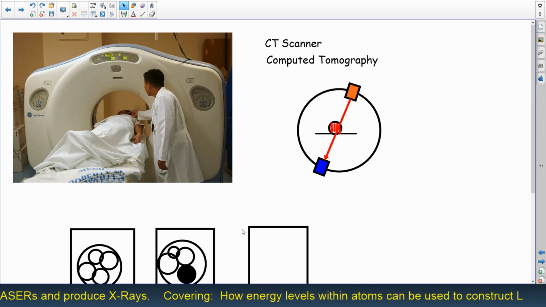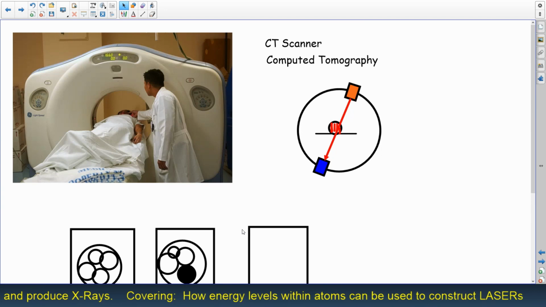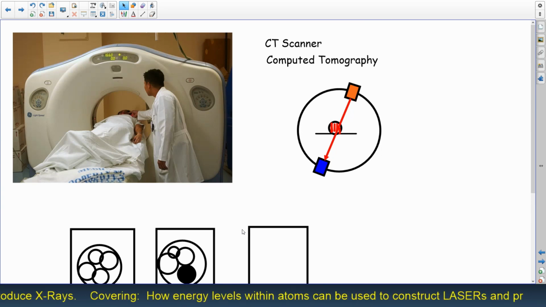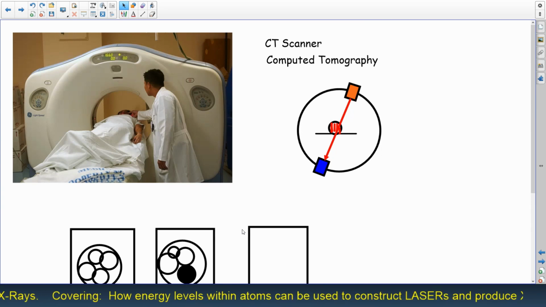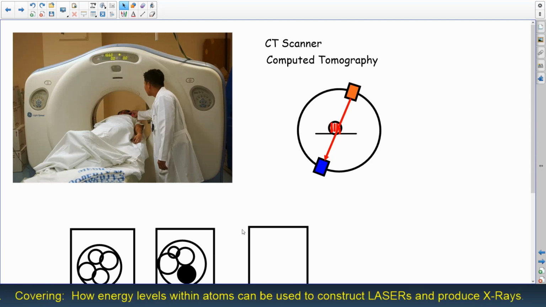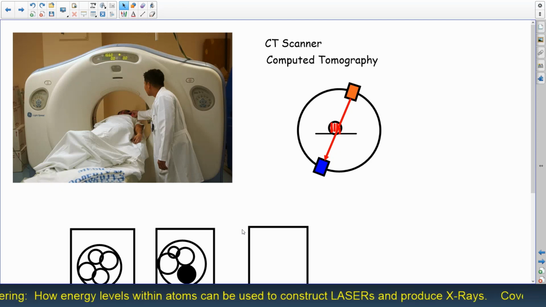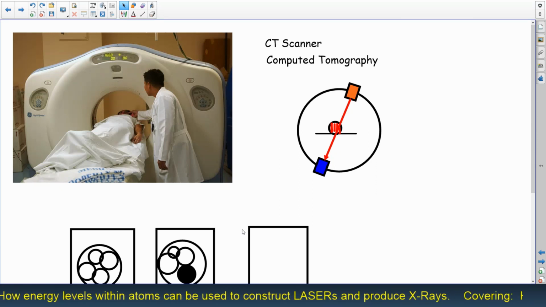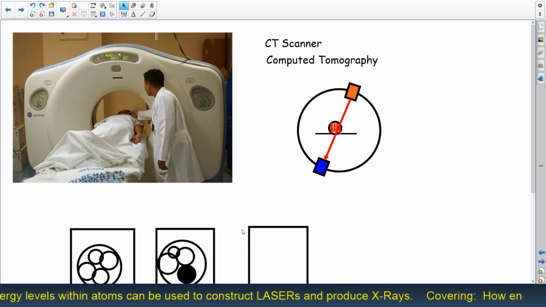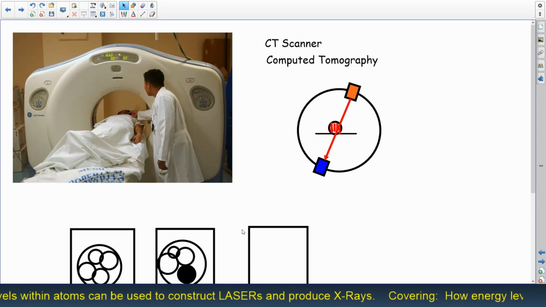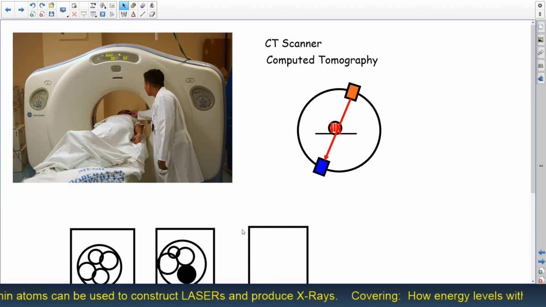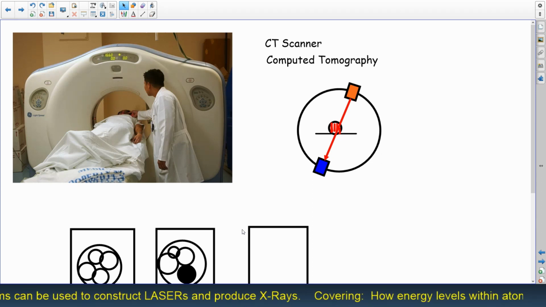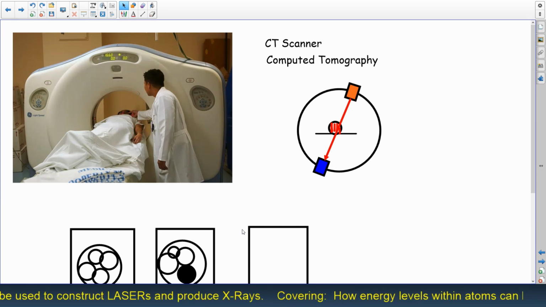Computed tomography, though, is fundamentally just lots and lots of X-rays from lots of different angles that are then put together by a computer algorithm to build a picture that is a series of sliced images of the person. Those slices can be put together to build the whole person again. All right, so that's how lasers work, that's how you make X-rays, and that's how once you can make X-rays, you can make CT scanners.